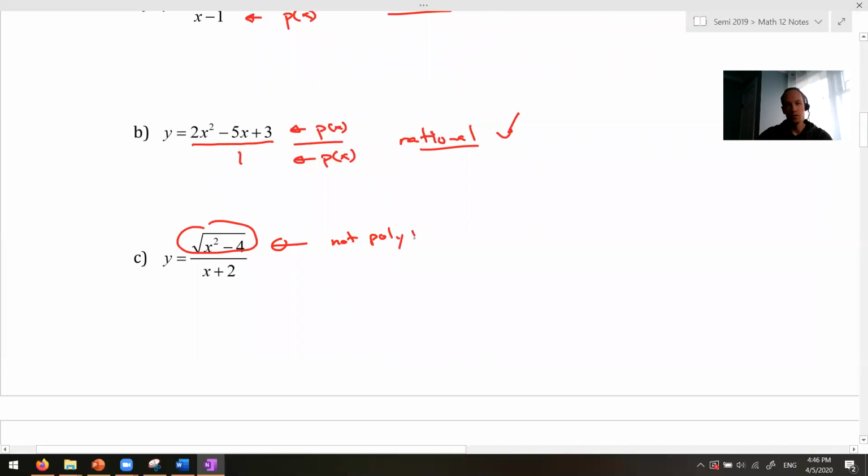Not a polynomial p of x. So this one is not something we're going to deal with, so this is not rational. And does it actually have a name? I have no idea, but I can tell you it certainly is not rational.